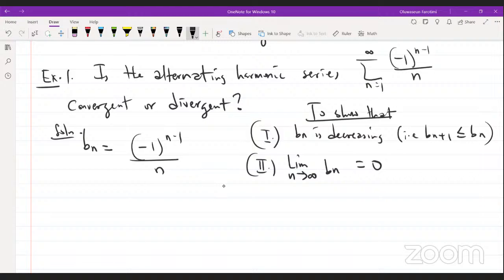Okay. So the first one is bn decreasing. That's what we need to see.